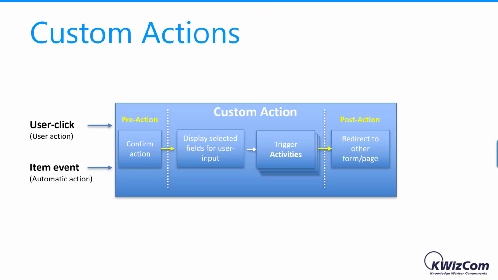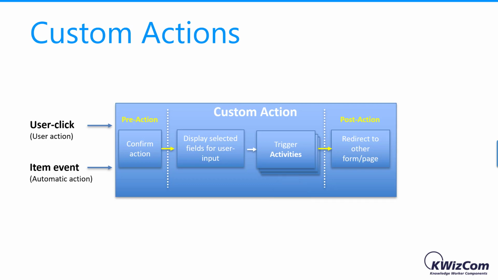Once you have all your activities ready, then it's time to create the custom action. A custom action can be triggered either by a user click, this is called a user action, or automatically by an item event, which can be when a new item is added, an item is updated, or an item is deleted. Now, once the custom action is triggered, it will call the required activities, the ones that you created before and you connected to this custom action.